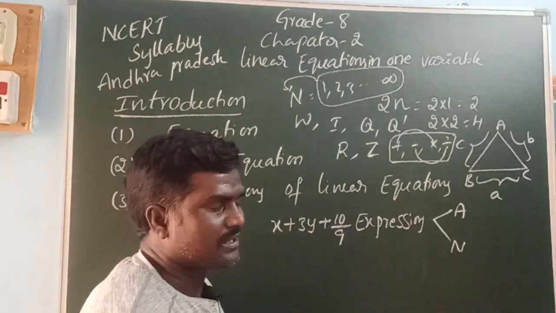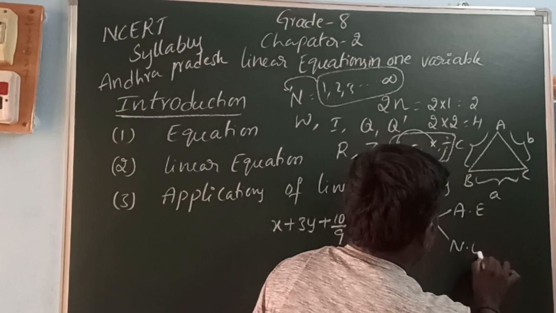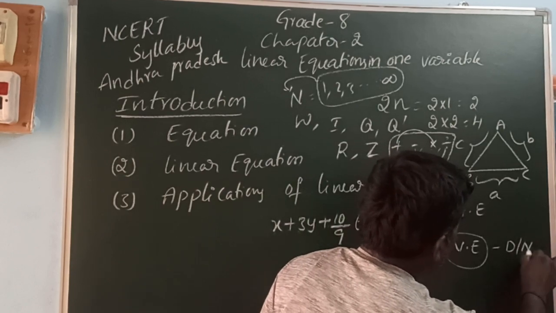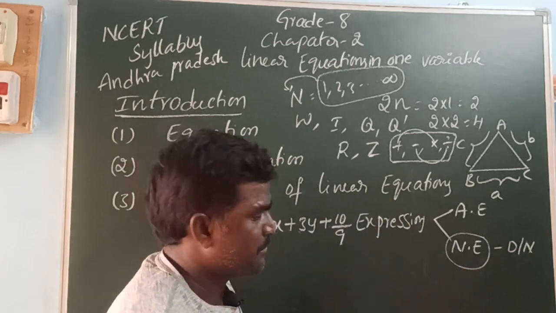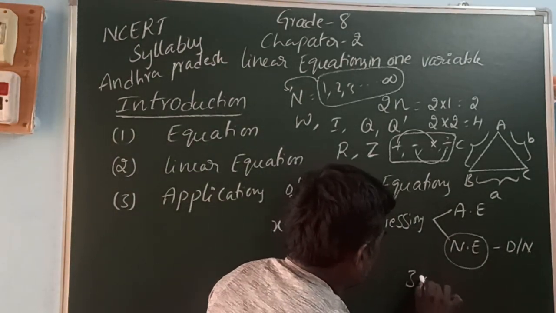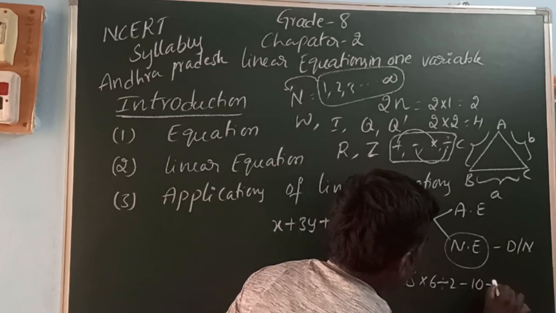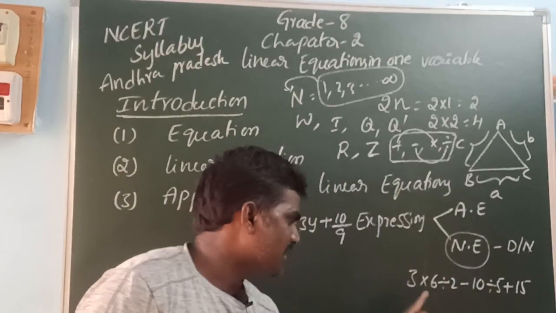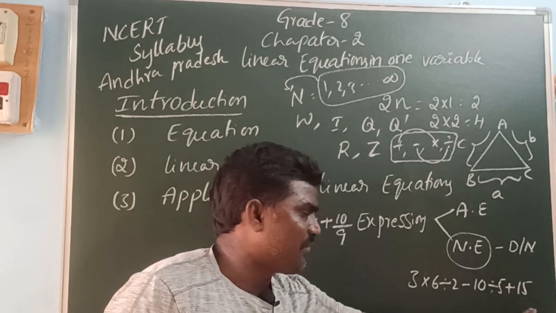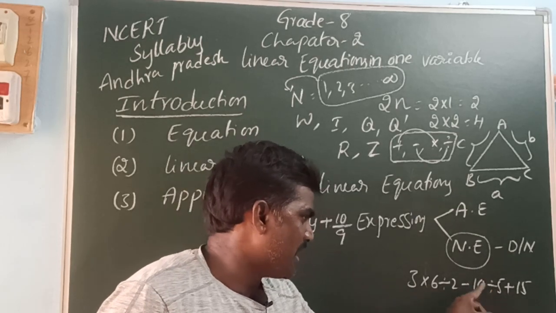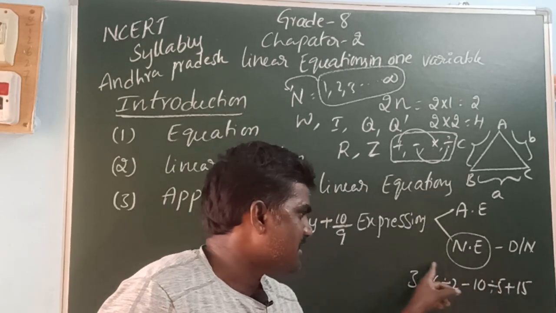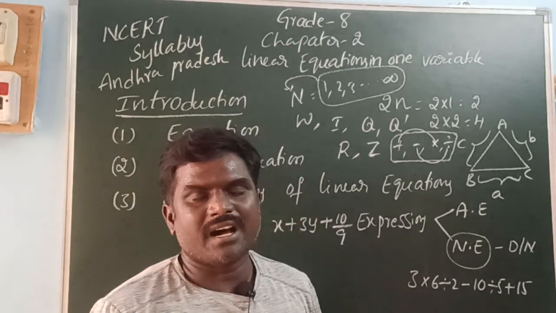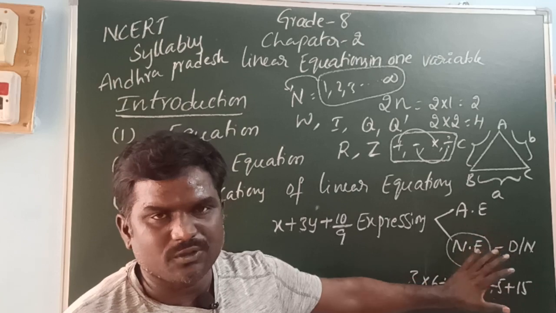The types of expressions are two: algebraic expression and numerical expression. Numerical expression means what? In the expression, there are only digits or numbers. That expression is called numerical expression. For example, for the numerical expression, we take 3 into 6 divided by 2 minus 10 divided by 5 plus 15. Here, what are there? Digits and numbers. Here, what are the digits? 3, 6, 2, 5. Numbers what here? 10, 15. Binary operations what here? Plus, divide, minus, divide, into. Okay, this expression is called numerical expression. Numerical expression means the expression having only digits or numbers with the combination of binary operations.